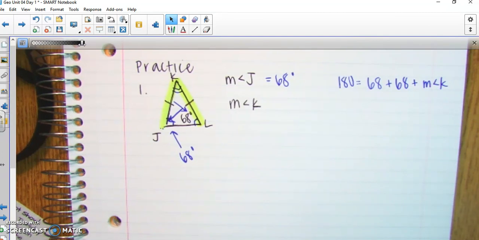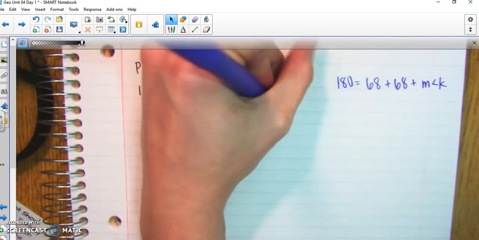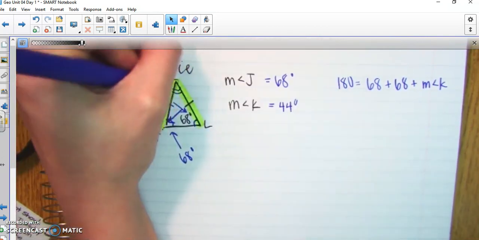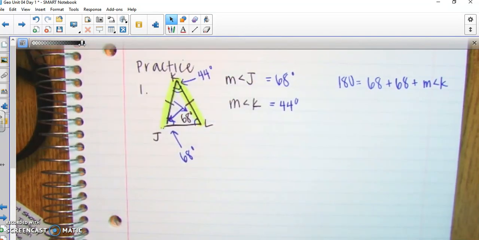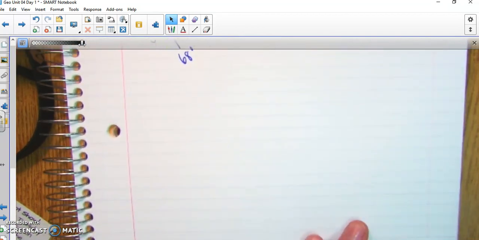All right, we should have gotten that our measure is 44. 44 degrees. So that measure of angle K is 44 degrees. All right, let's try another one.